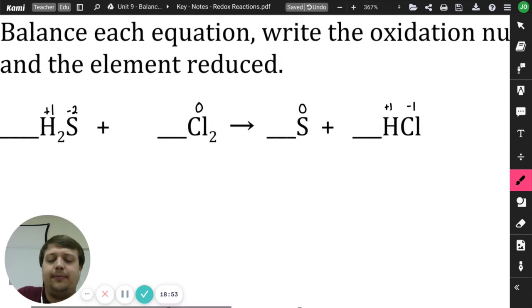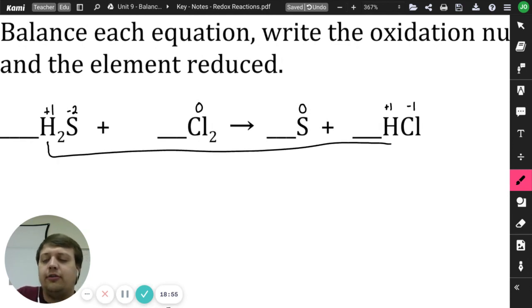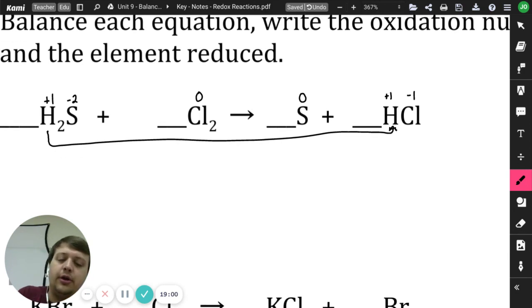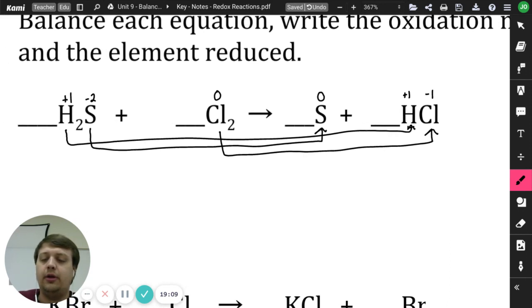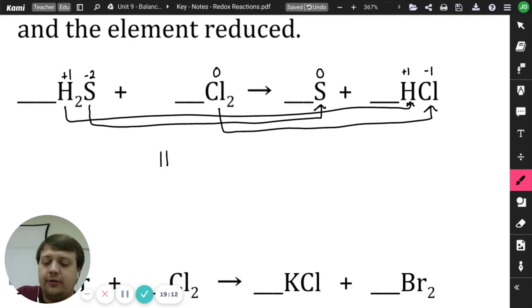So let's see what happened. Hydrogen went from positive 1 to positive 1. Sulfur went from negative 2 to 0. And chlorine went from 0 to negative 1. So hydrogen, it went from positive 1 to positive 1. Did it change? No, it did not. So don't worry about it. Equals 0 change, nothing happened. It is not oxidized, it is not reduced.